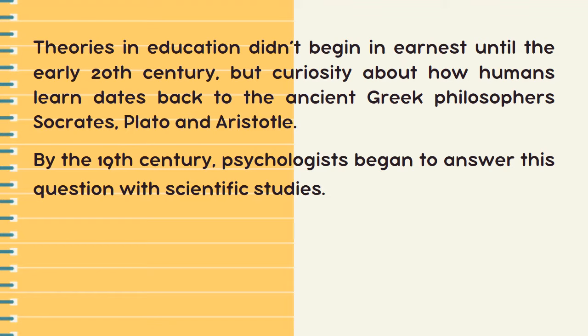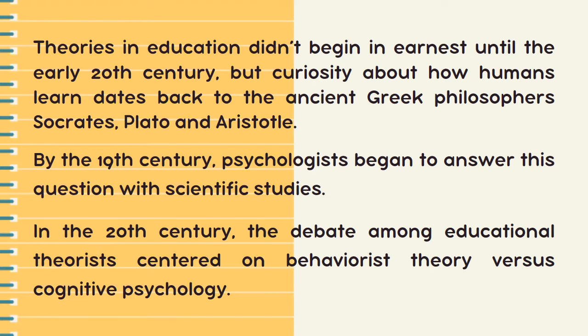By the 19th century, psychologists began to answer this question with scientific studies. The goal was to understand objectively how people learn and then develop teaching approaches accordingly. In the 20th century, the debate among educational theories centered on behavior theory versus cognitive psychology, or in other words, do people learn by responding to external stimuli or by using their brains to construct knowledge from external data?